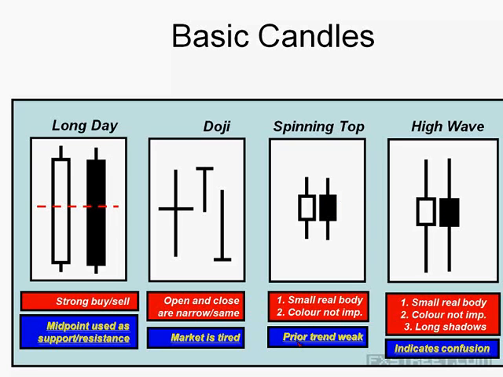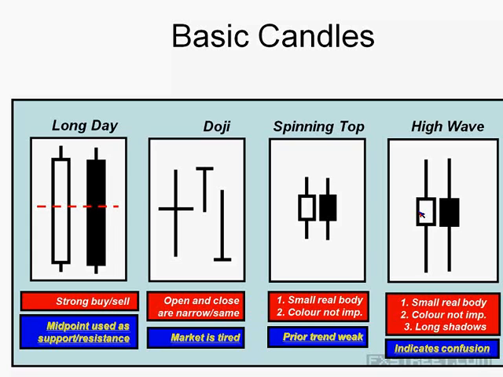Then there are variations of the first two, spinning top and high wave. Spinning top is basically where you have a small real body. The open and the close have a small spread difference between the two. And this just shows that the prior trend is weak. And then lastly, high wave looks like a spinning top, but the difference is the shadows, the long lines, are basically showing you volatility in the market.